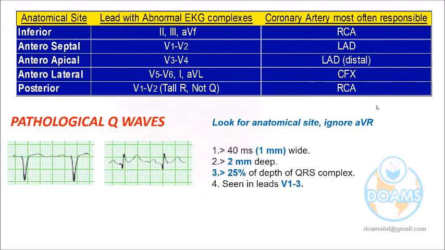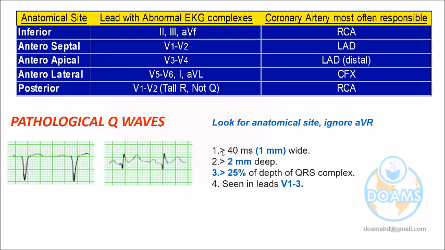Abnormal Q waves. So you see, these are the abnormal Q wave qualities. Pathological Q waves here in the bottom. If it is seen in lead 1 up to 3, this is abnormal. Very interesting. That means we don't expect Q waves in the chest leads V1 up to V3. But if it is seen in V1 to V3, think that it may be abnormal.